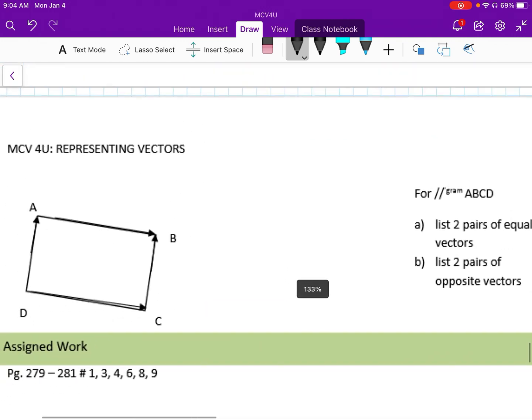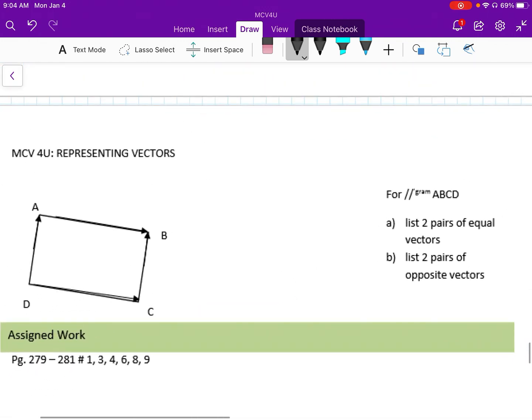So our last thing for this unit, and that was it, just understanding vectors, how they work. We're going to assume that we have a parallelogram and it's ABCD. List 2 pairs of equal vectors. So what I want you to do is pause the video, answer A and B, and then unpause it, and we'll go through a couple of examples to see if you have them as well.